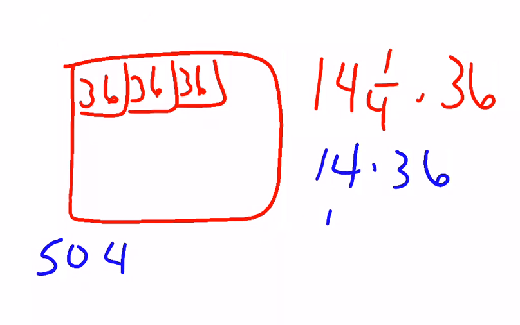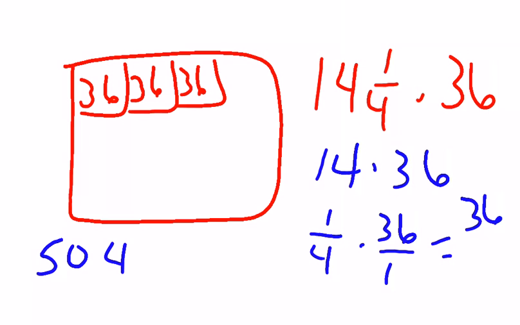And then we have to worry about the 1/4 times 36. I can always write a whole number as a fraction by putting it over 1. And when we multiply fractions, we multiply straight across. So then we get 36 over 4, but 4 goes into 36 9 times. So now we're going to add 9 to that 504, and we get 513 bushels.